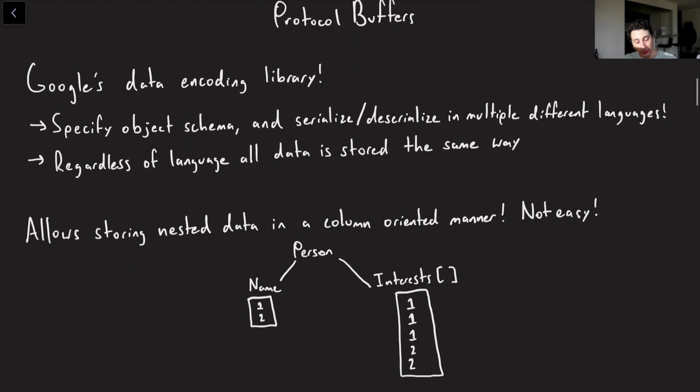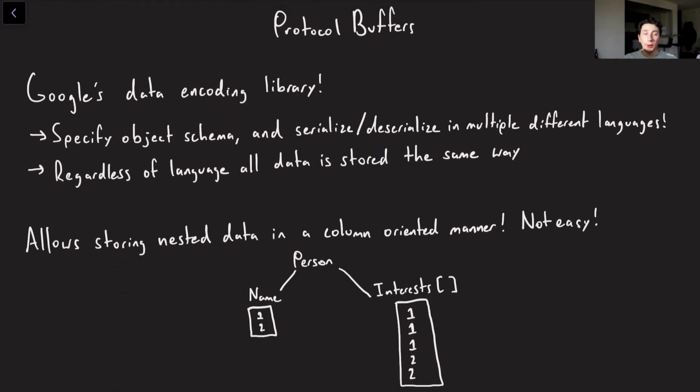Okay, so the first thing that we're going to talk about is protocol buffers. We've spoken about protocol buffers plenty on this channel before, and the gist is it's a data encoding library, right? It allows us to specify a schema for our data, encode it in a more efficient way than if we didn't have a schema and we're just using something like JSON or XML or something like that.